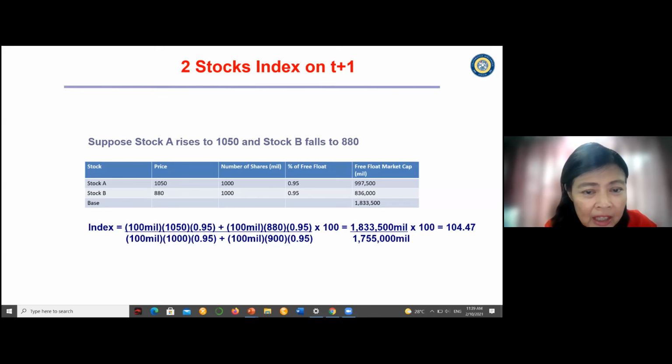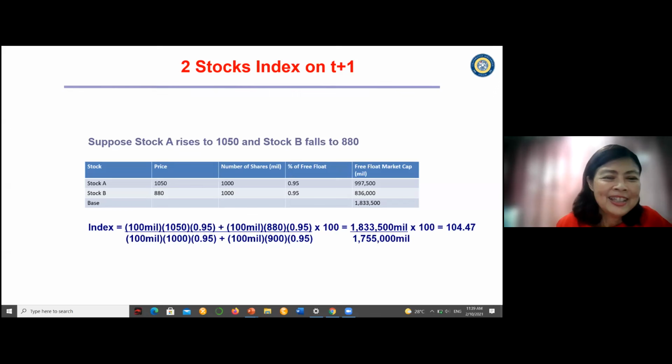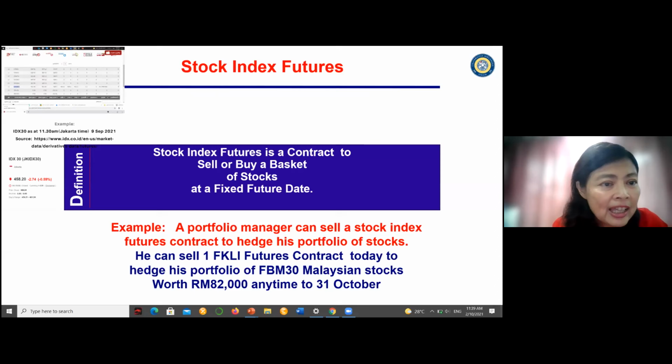If the next day stock A goes up from 1,000 to 1,050, then you have a different free float market cap, which comes to 997,500. Similarly, say stock B falls from 900 to 880, then you have another free float cap there. Your value is now 1.8 versus 1.7 just now. So you made 104%; the portfolio index went up by 4%. This is Malaysian stocks; I'm more familiar with them and not so many zeros is easier for me. Your full stop and my commas are interchangeable.